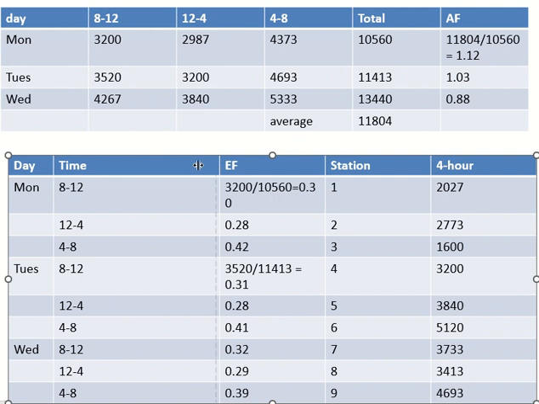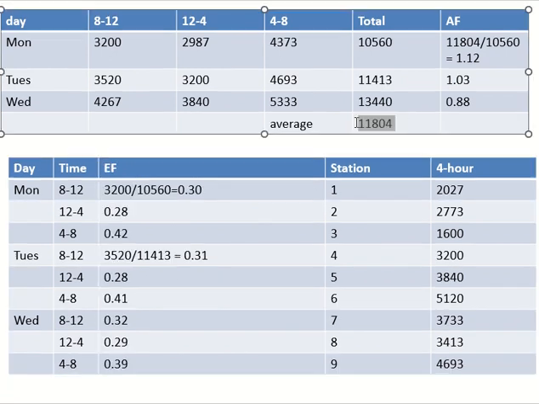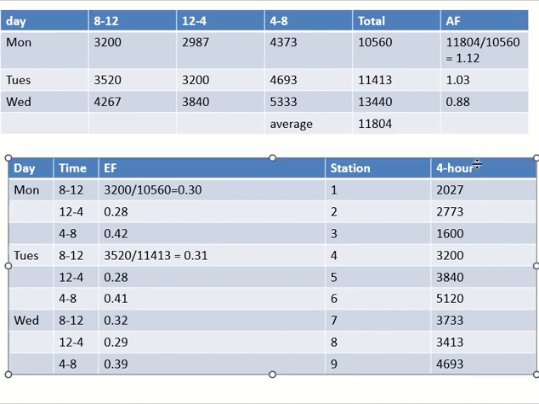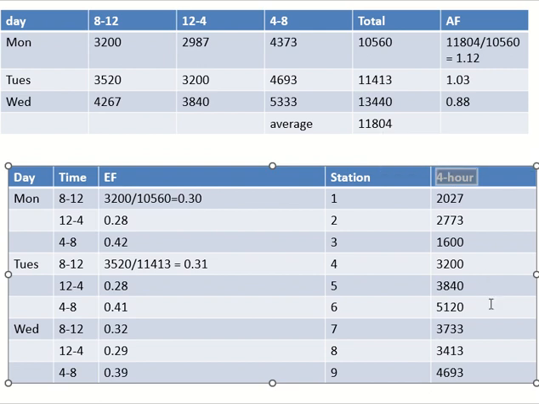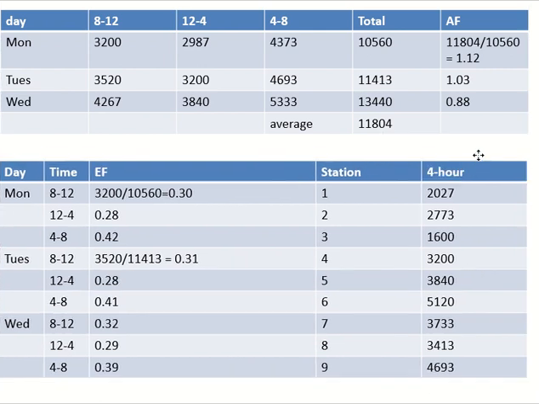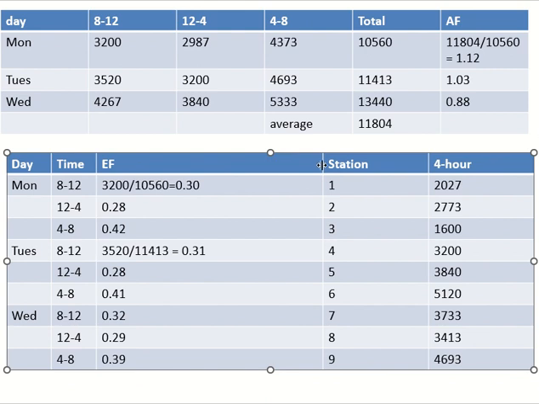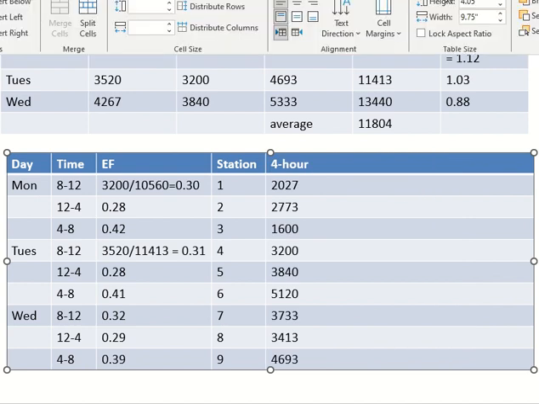Now for the control count, I have this value, which is the average of 3 days in the 12-hour period. I need the same for these locations as well. Right now, I have what? 4-hour values. All these values are 4-hour counts. So first of all, I need to convert them from 4 hours to what? How many hours in each day? 12 hours. So first I need to convert them into 12 hours.